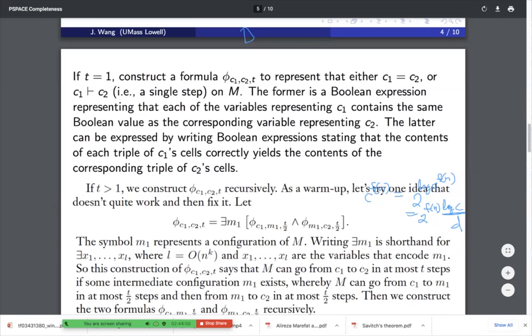All right, so it looks like I will not have time to finish up this proof. So I think it's better that I stop here, and we'll finish this proof next time.